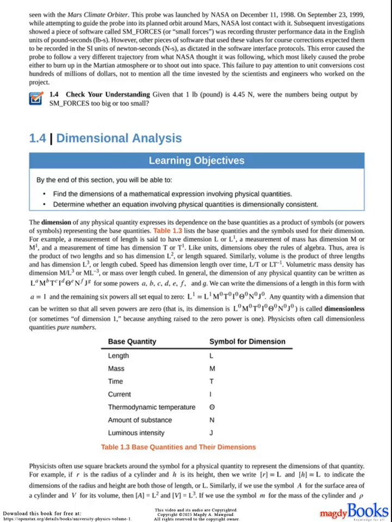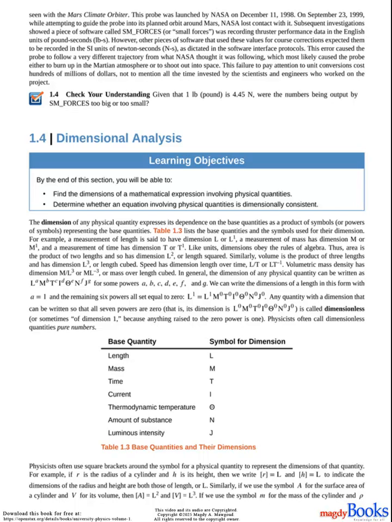Table 1.3. Base quantity, symbol for dimension. Length, L. Mass, M. Time, T. Current, I. Thermodynamic temperature, theta. Amount of substance, N. Luminous intensity, J. Table 1.3, Base quantities and their dimensions.